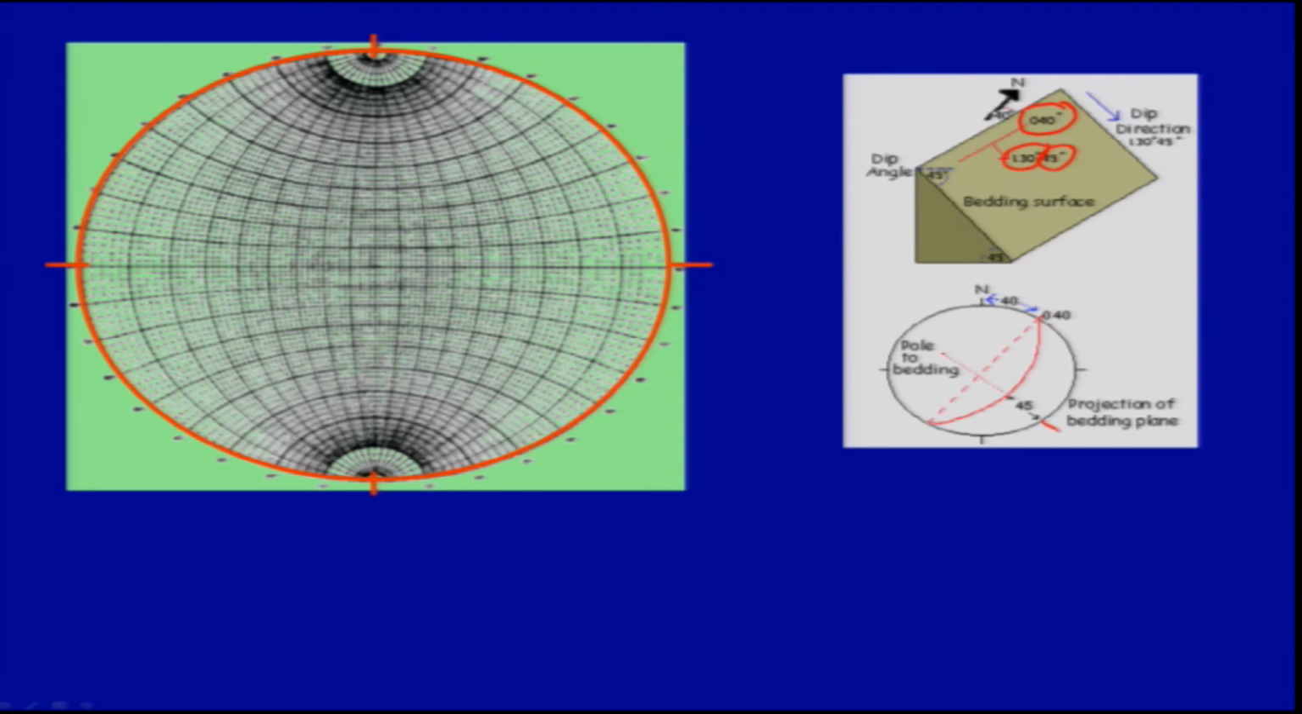So, this will be your 130. And then that dip amount is around 40 degrees. So that has been measured from the outer circle towards the center here. So, let us see how we can project this on the stereo projection.